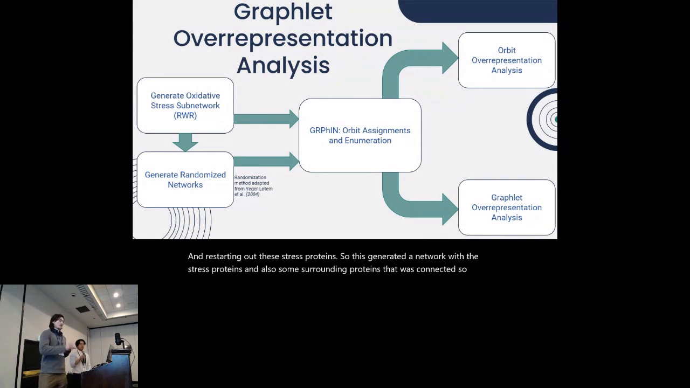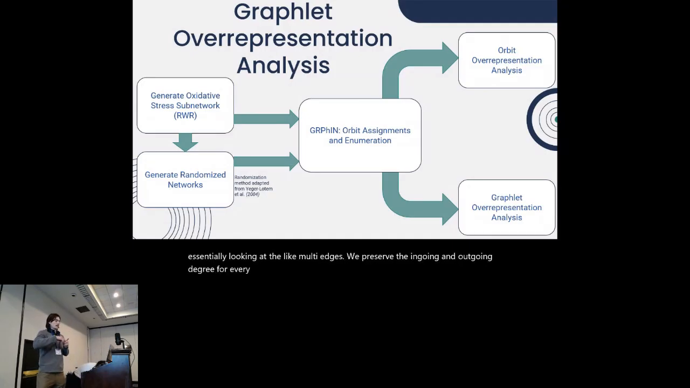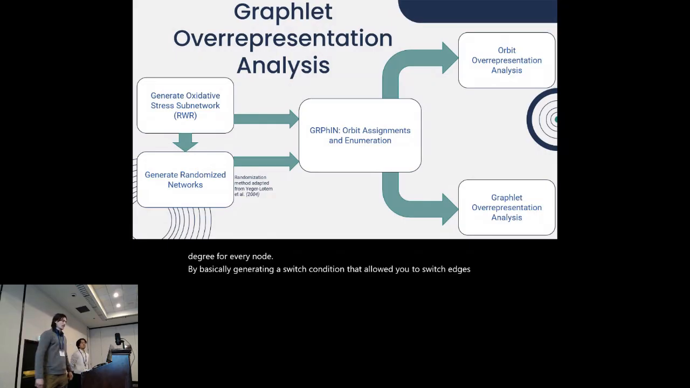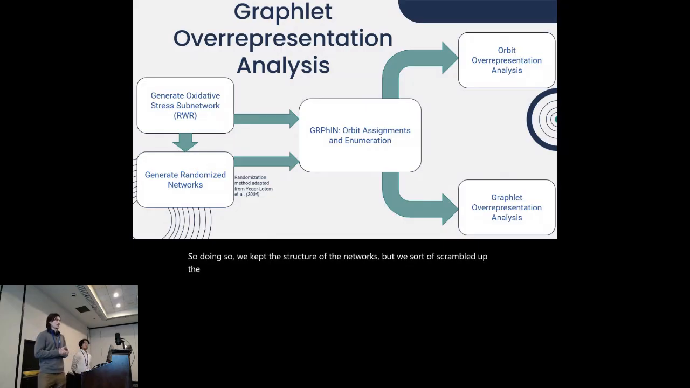From there, we ran GRPhIN on that, and we also generated 1,000 randomized networks holding the same structure as the stress response network. Looking at the multi-edges, we preserved the ingoing and outgoing degree for every node by generating a switch condition that allowed you to switch edges between 4 nodes. Doing so, we kept the structure of the networks, but we scrambled the biological significance. From there, we calculated whether the observed counts of graphlets in our real stress response subnetwork were surprising compared to the 1,000 randomized networks.